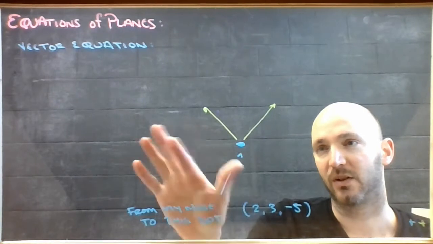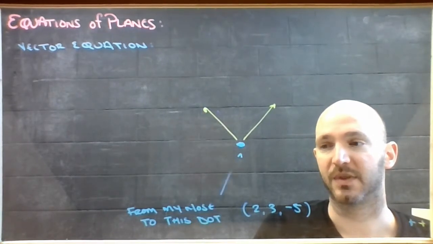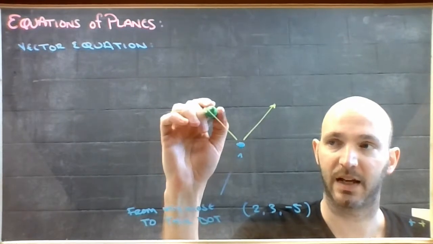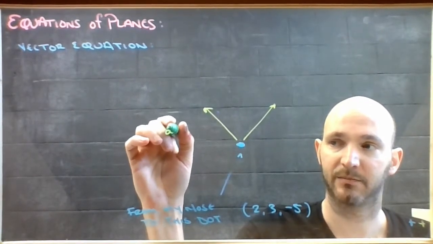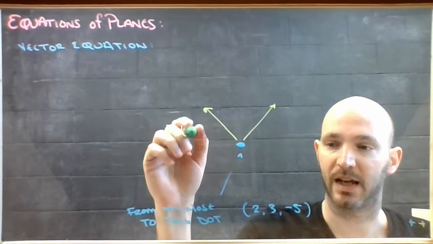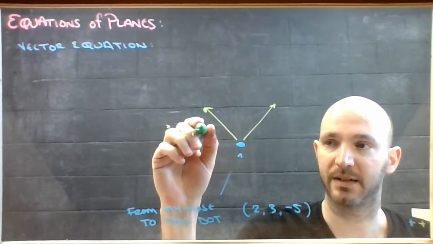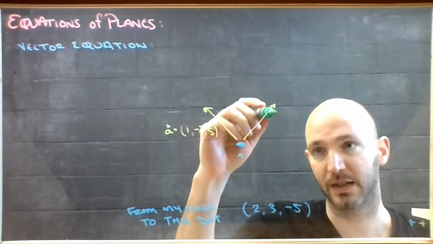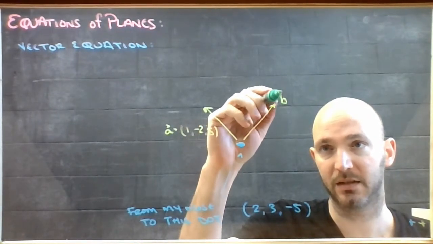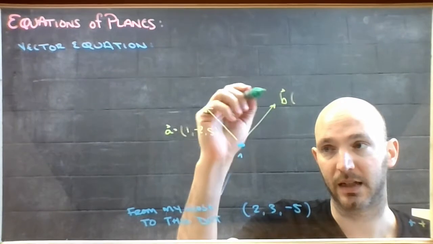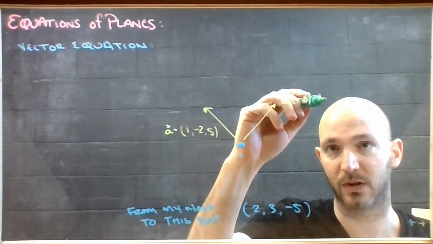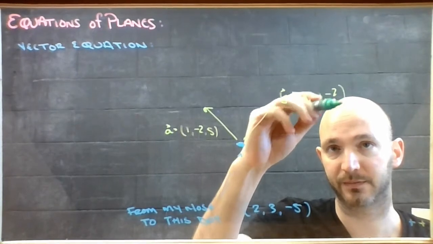So let's just go with the drawing I have there. Let's suppose this one is traveling from this dot to that dot. We'll call it A. And it's going to have coordinates 1, -2, 5. And this one here, we're going to call B. And they're going to give it coordinates -3, -1, -2.